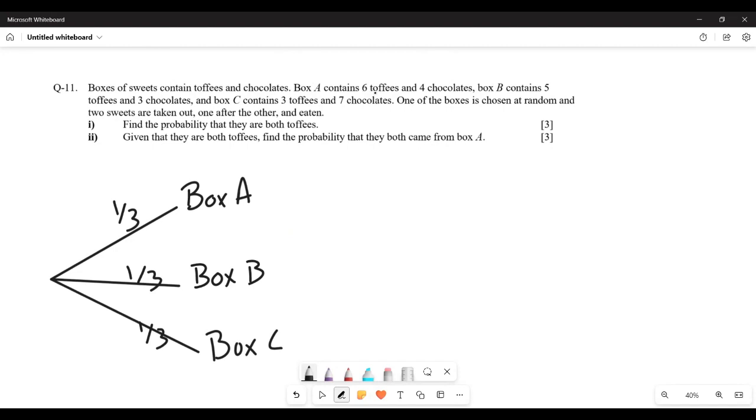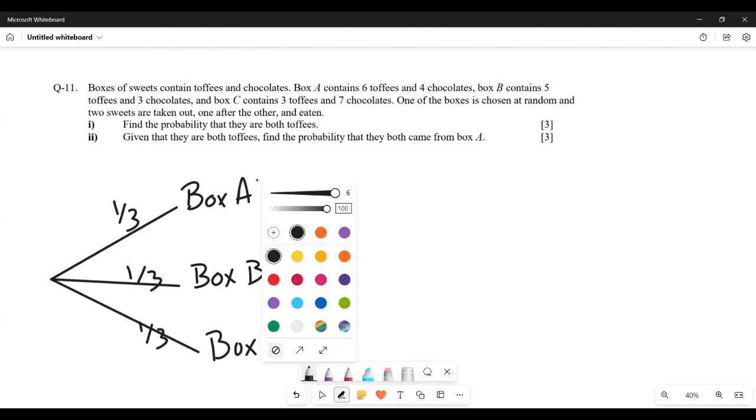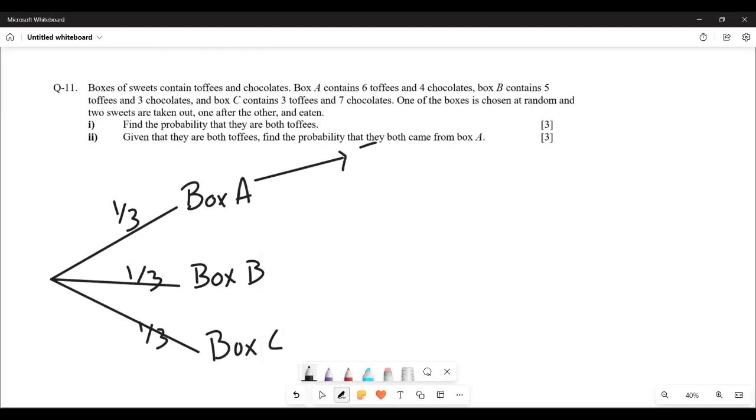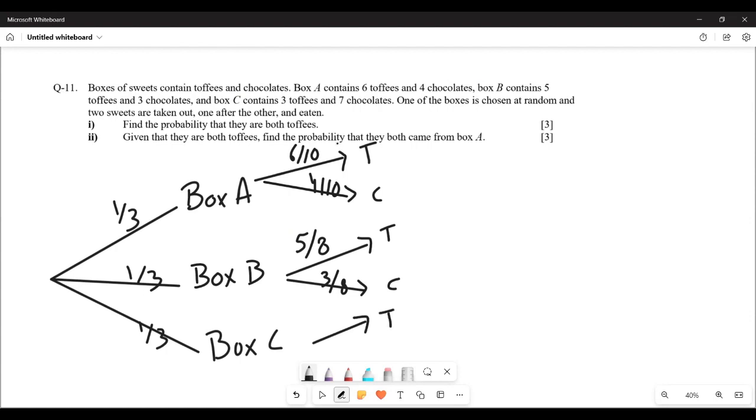Box A contains 6 toffees and 4 chocolates. So the probability of choosing a toffee will be 6/10 and the probability of choosing a chocolate will be 4/10. Similarly, box B has 5 toffees, so the probability of choosing a toffee is 5/8, because there are 8 candies total in box B. And the probability of choosing a chocolate is 3/8. And similarly for box C, the probability of choosing a toffee would be 3/10 and chocolate would be 7/10.